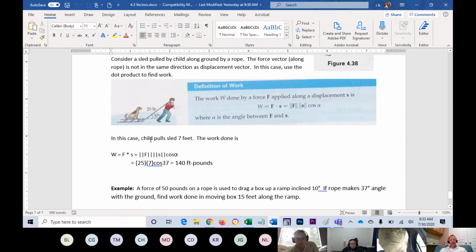So in this case, a child pulls the sled 7 feet. The work done is going to be W equals F dot S, which equals the magnitude of F times the magnitude of S times the cosine of alpha. So that's going to be your 25 pounds times your 7 feet times your cosine of 37, which is going to be 140 foot-pounds. So that's basically your nice formula there.